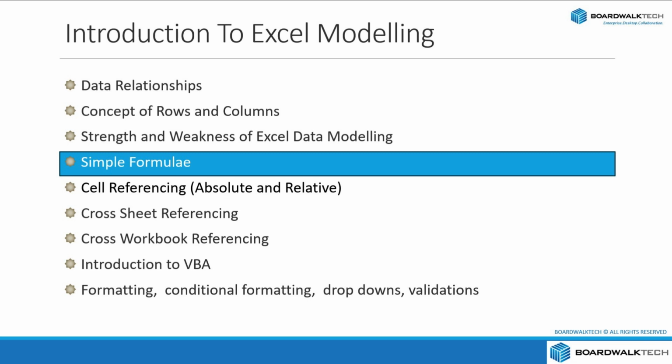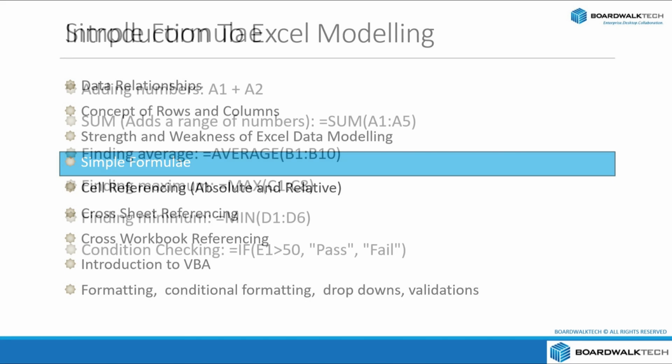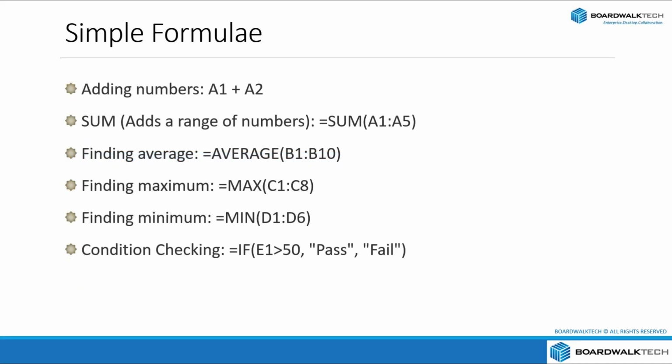As we know, one of Excel's strengths is its simple yet powerful formulae. These formulas may be as simple as adding two cells or adding a range of cells using the sum formula. Other simple formulas include finding an average of a range of cells, finding maximum or minimum values from a range of cells, checking for conditions, and determining the result based on that can be done using if. These are just a few examples.